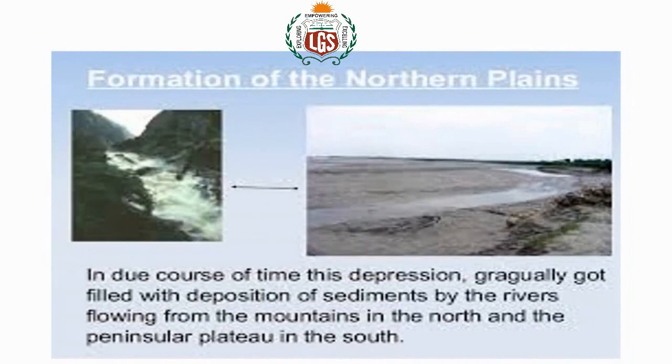Gradually, the basin was filled with the deposition which was brought about by the rivers flowing from the Himalayas. You all know that the Himalayan rivers are perennial and they bring about a lot of deposition. It makes the soil alluvial, and this is how the North Indian Plain was formed.